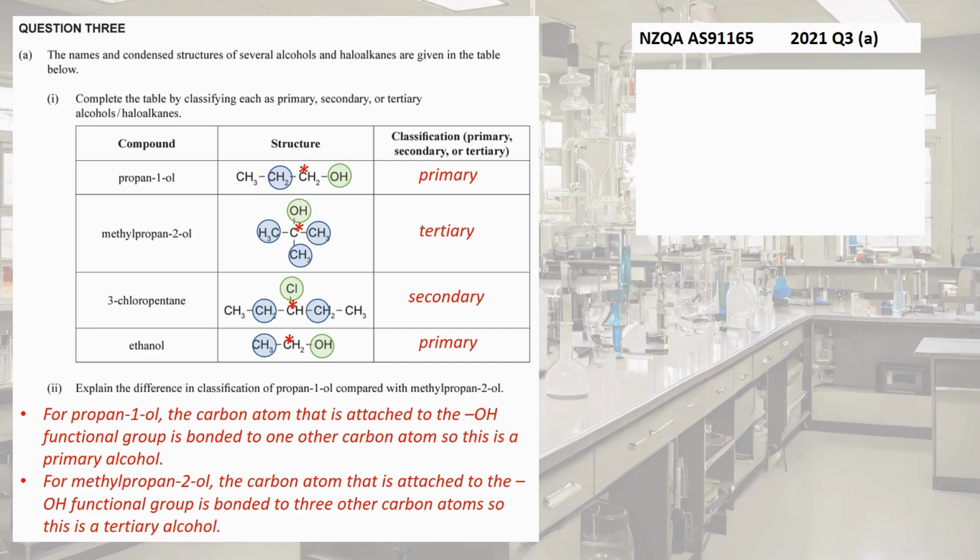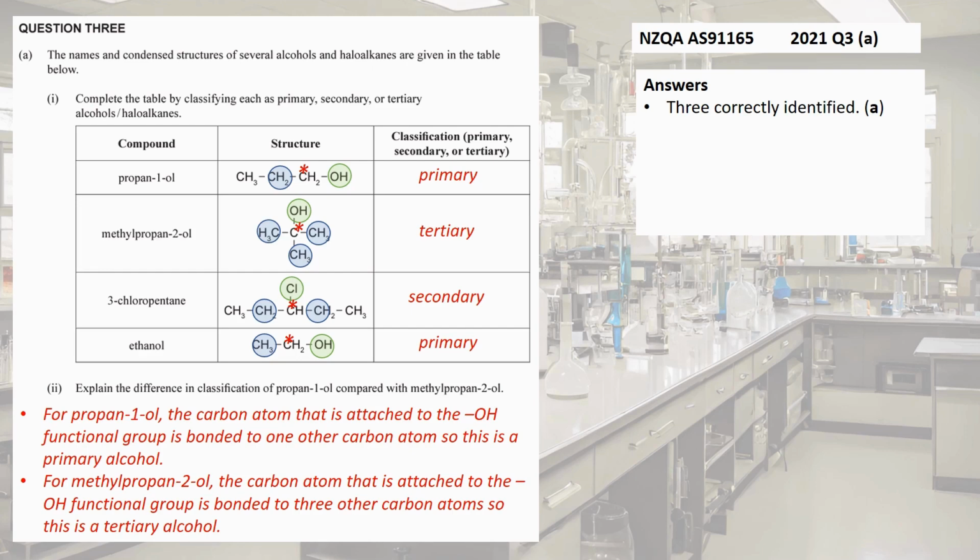The second one, methyl propane 2-ol, the carbon atom that is attached to the OH functional group is bonded to 3 other carbon atoms, so it is tertiary. Notice that this methyl group coming off the middle here, you might call it 2-methyl propane 2-ol. The 2 isn't needed here when we name it. Okay, answers.